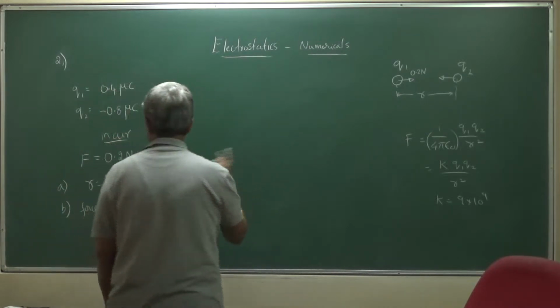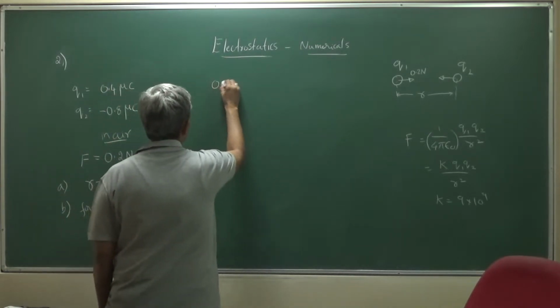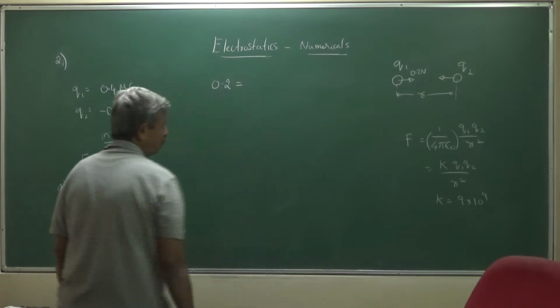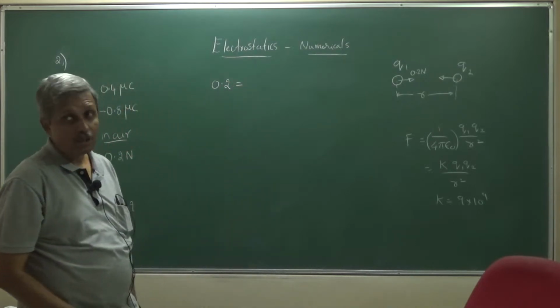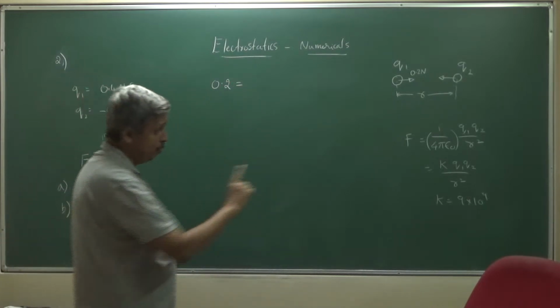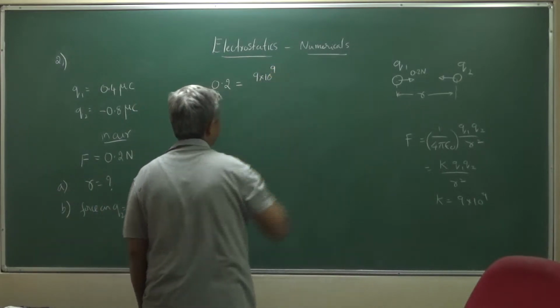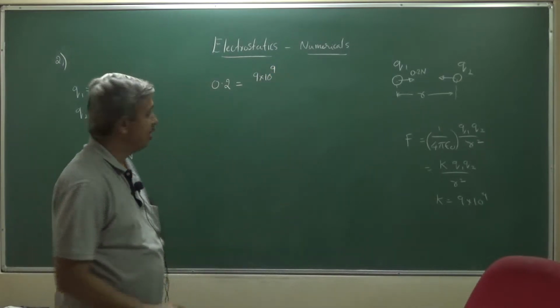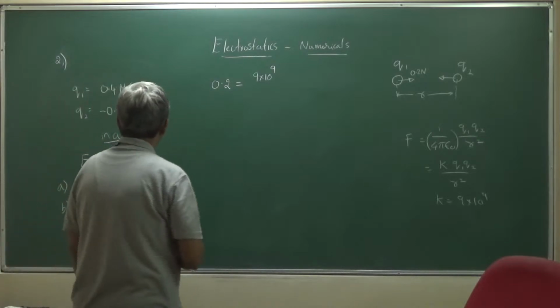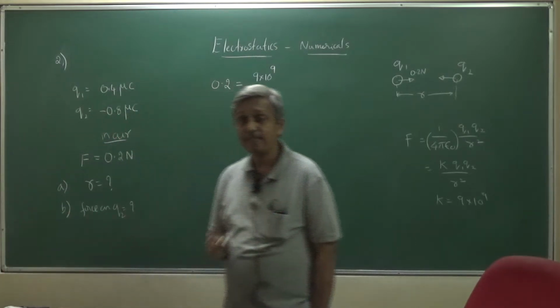Okay. F means how much? 0.2. Now I am not going to write 1 by 4 pi epsilon naught. I am going to write K, which is 9 into 10 power 9. And Q1, Q2 we will write whatever is given. Now whatever is given is in microcoulombs.